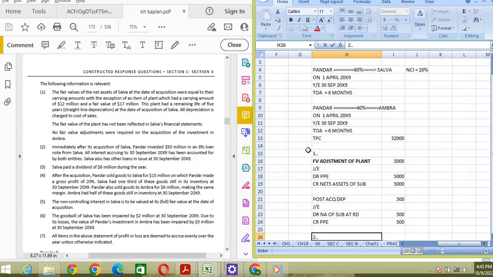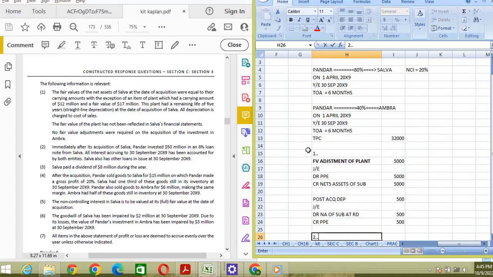Okay, the fair value of plant has not been reflected in the Salva financial statement. No fair value additions were required on the acquisition of investment in the Amra. So there is no adjustment in the case of the associate. Okay. So the question's additional information, point 2.